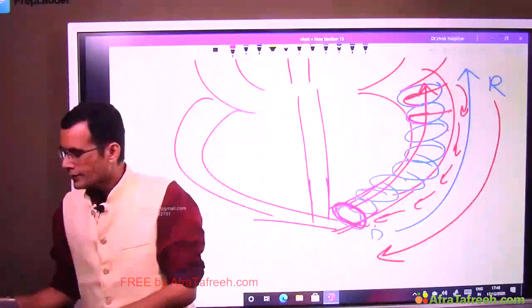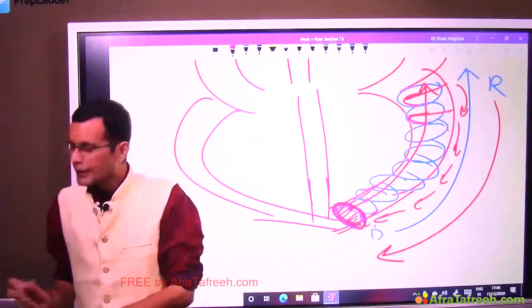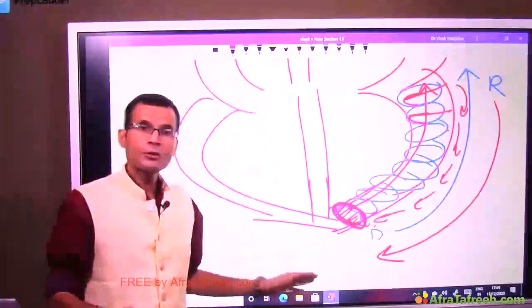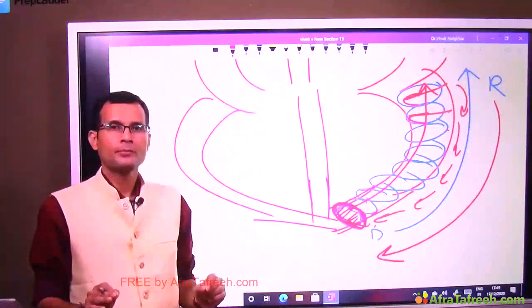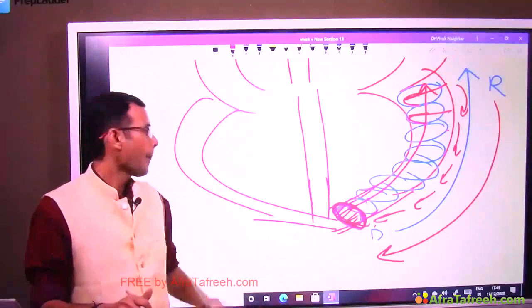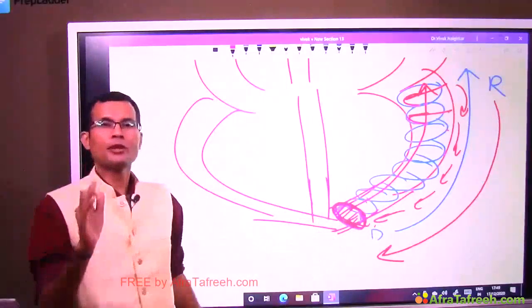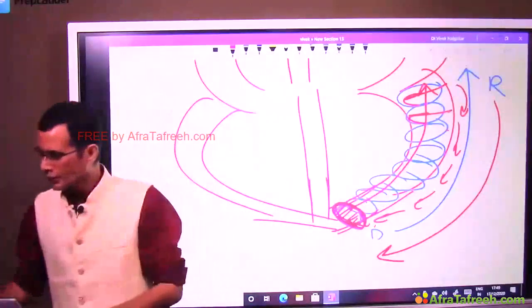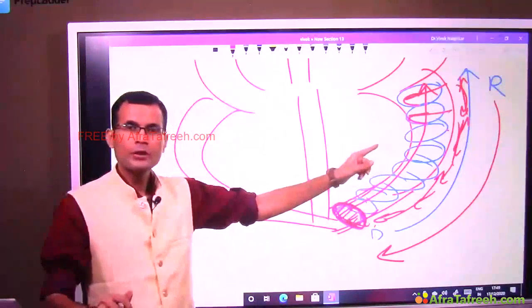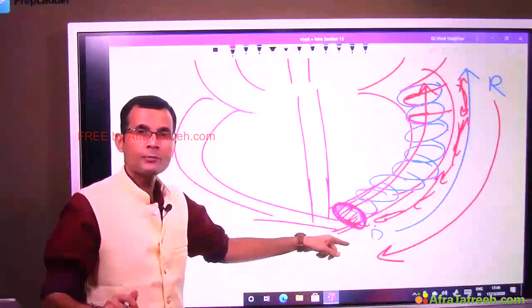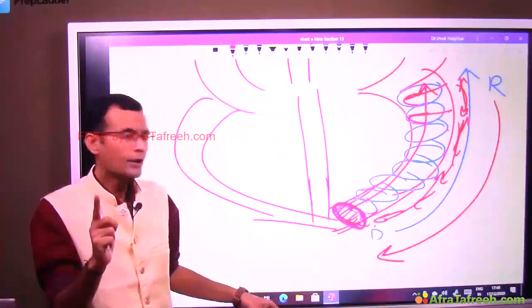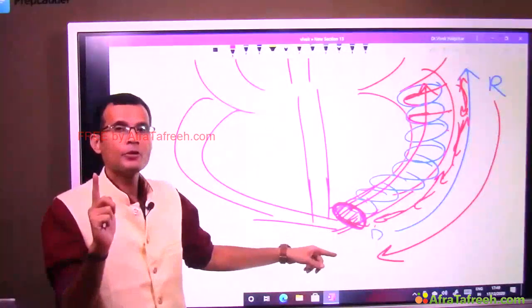Look, the cell at the apex is first to depolarize, meaning it is first to begin to depolarize, but it does not complete its depolarization first. Can you understand this? It's the first to begin to depolarize, and then depolarization goes on further toward the base like that. So it begins to depolarize first, but it does not complete its depolarization.